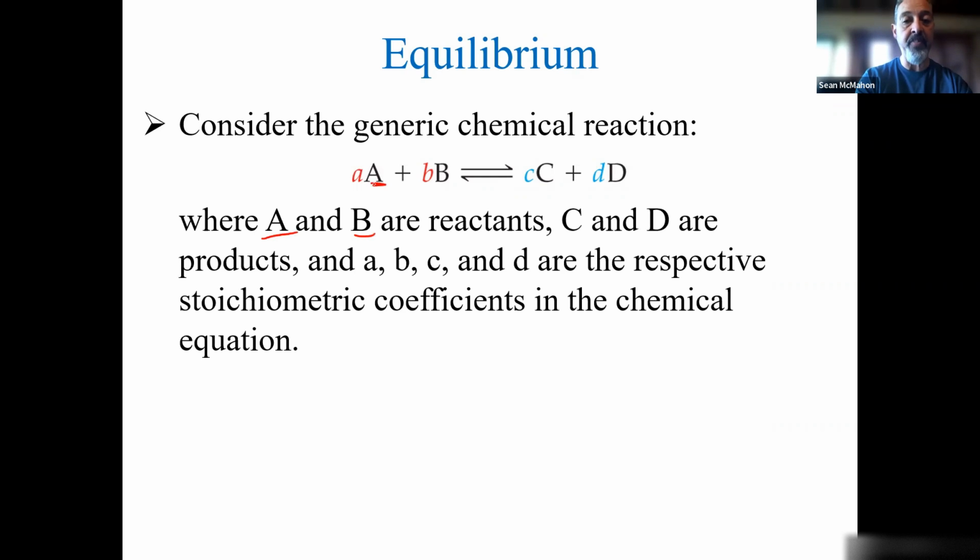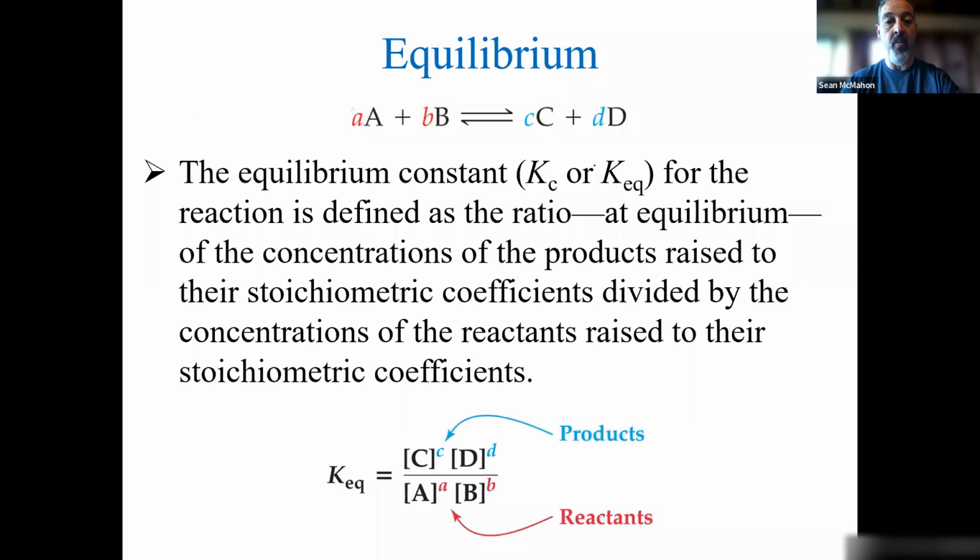So A and B represent reactants, and C and D represent the products, and then the lowercase a, b, c, and d represent the coefficients in the balanced chemical equation. So what we actually can do is create what's referred to as an equilibrium constant, which is a ratio of the concentrations of the products and the reactants at equilibrium.